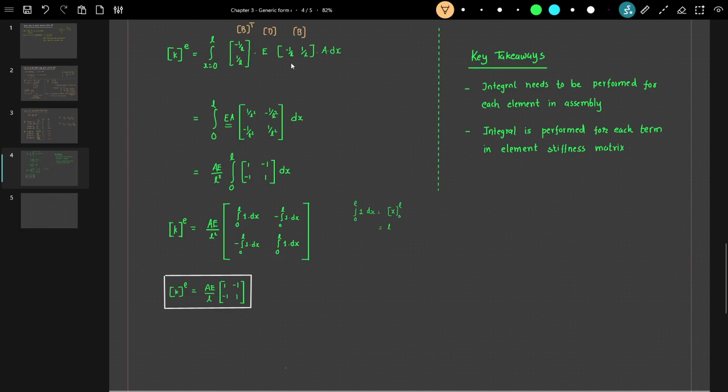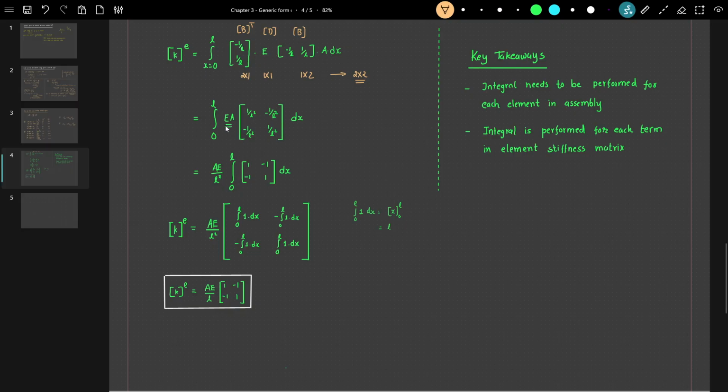So this is the B matrix, then B transpose, the D matrix, and E. This is 2 by 1, E is 1 by 1, and this is 1 by 2. By this matrix multiplication rule, we get 2 by 2, the size of the K matrix. So E, I will take it out.